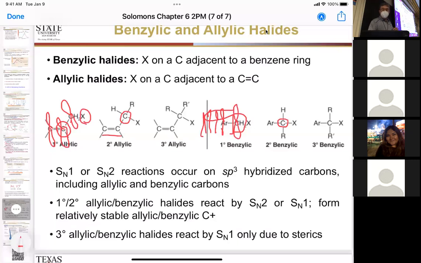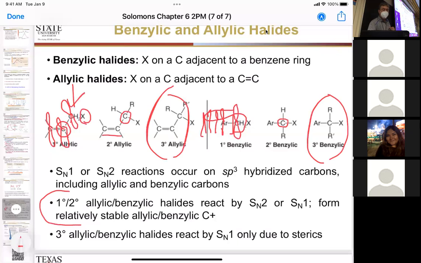Now, the tertiaries only react by SN1 because of sterics, but these can react by SN2 as well. But notice that the primary and the secondary allylic halides can react in SN1. They're the only primaries that will react by SN1. The only reason it works is because of this conjugation, okay? So how are we going to change which mechanism we use for the primary and secondary allylics? We change the solvent. If we want an SN2 reaction, we run it in a polar aprotic solvent. If we want an SN1 reaction, we run it in a polar protic solvent. So just changing the solvent changes the mechanism for these allylic and benzylic halogens.